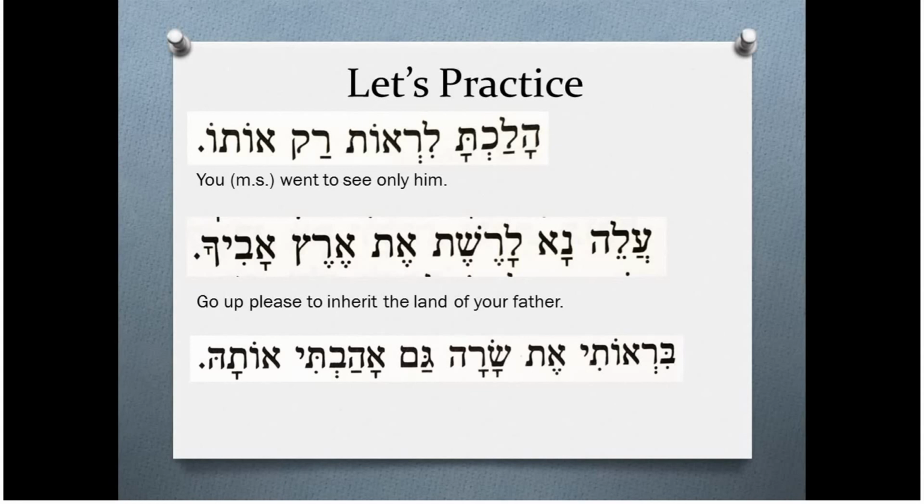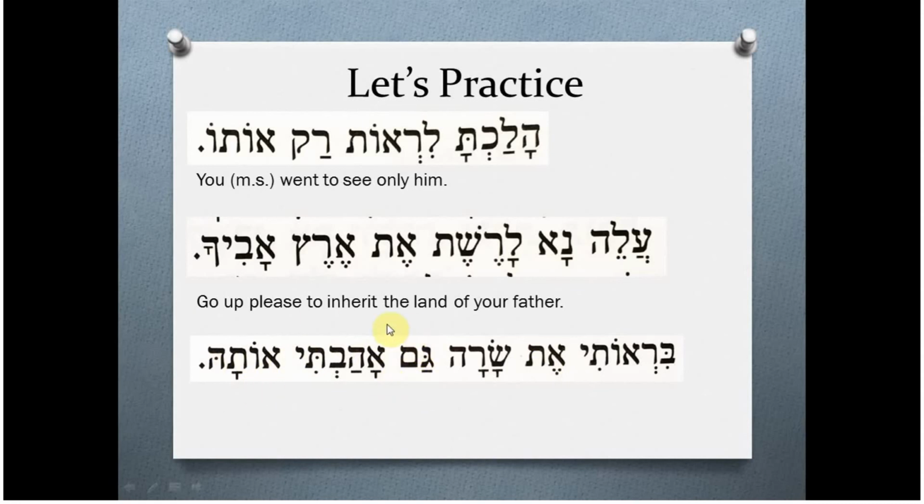Bir'oti et Sarah gam ahavti ota. Okay, this one's going to be a little bit tricky, so let's take it slowly. Let's look at what we know. Et, direct object indicator, easy. Sarah, a name. Okay, that's fine. Gam, also, is what it means. Ahavti, I loved. This is the first common singular perfect, all perfect. And then ota. So we know what it means. I loved her. That's part of it.